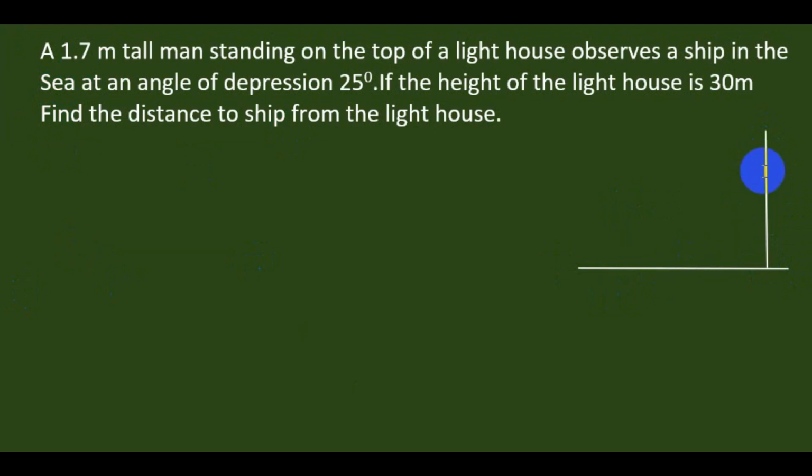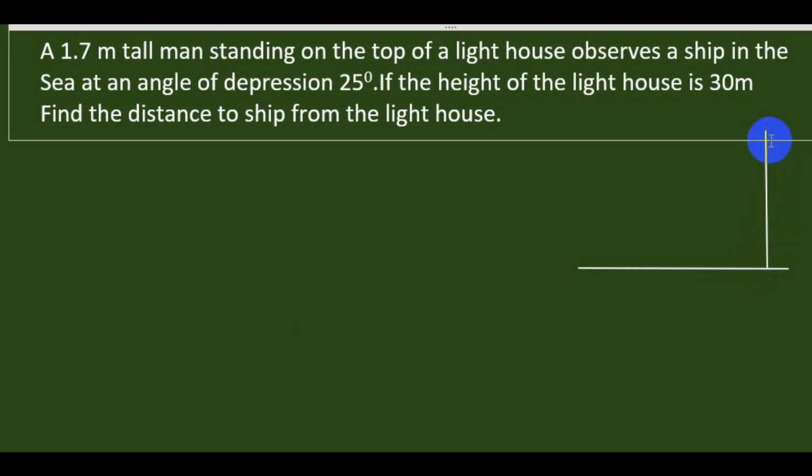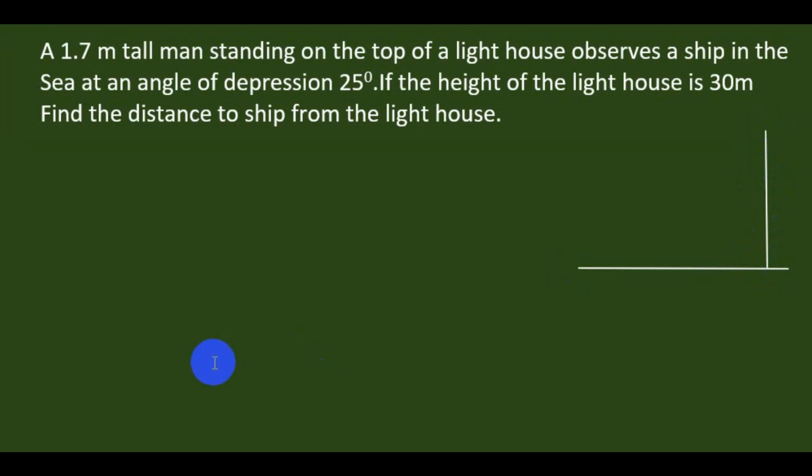Okay, this total length, this one is the building and the man together. The lighthouse and man together. Therefore 30 meter lighthouse and 1.7 meter altogether it is 31.7. This much length, height is 31.7. And so when that man observes straight, his ray of vision will be like that. He looks at a ship in the sea.